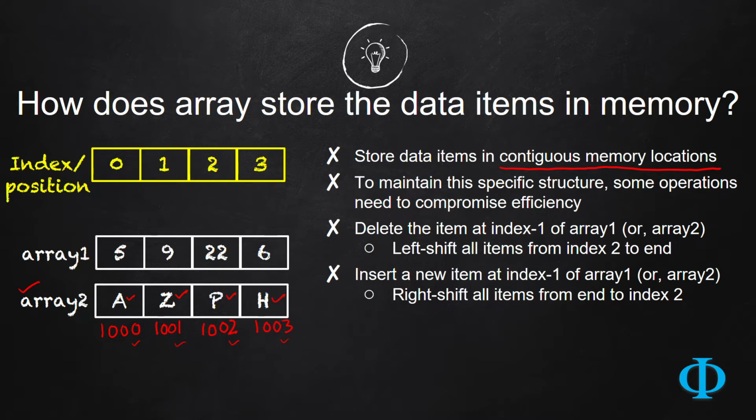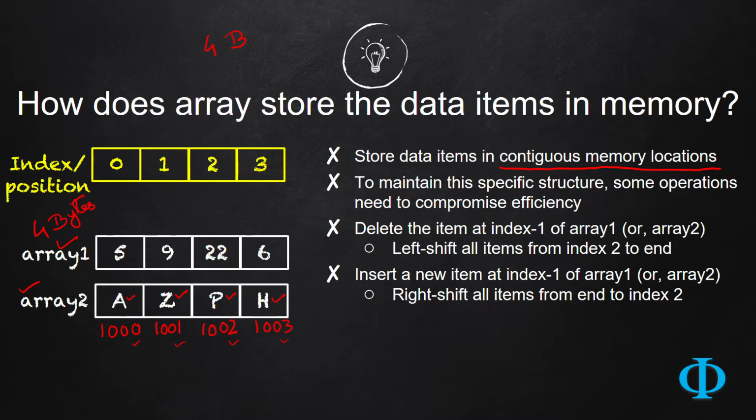Now it may happen that a character takes only 1 byte, so they are just like the next memory room. But it may happen that a data element takes more than 1 byte. For example, let's consider this array 1, which is an array of integers, and let's say in a programming language, in the compiler, an integer takes 4 bytes in memory.